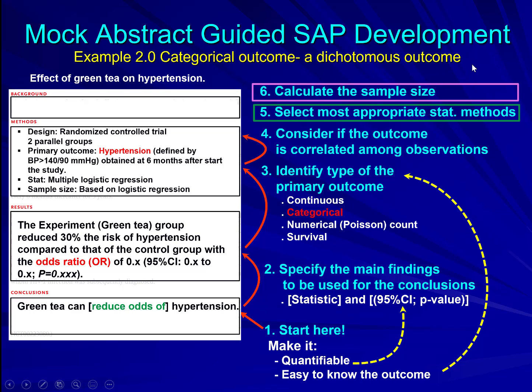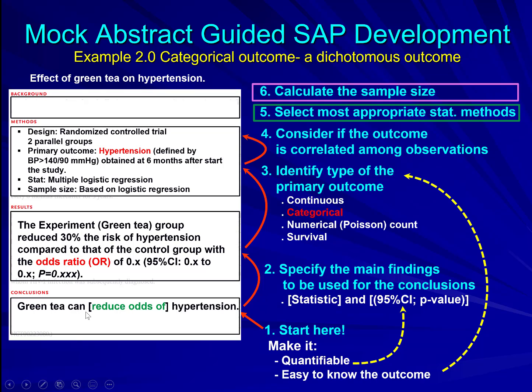We will not cover that. To get the idea about how the type of outcome guides all these plans, again, start here. I change from weight now to hypertension, which is the dichotomous outcome, yes or no, hypertension.